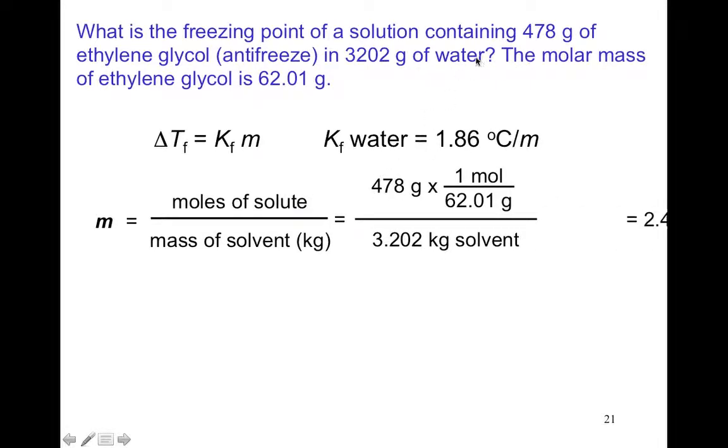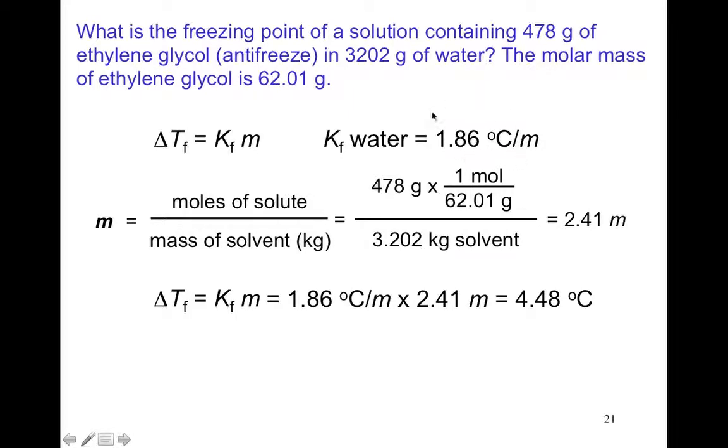And so we take our 478 grams of ethylene glycol, and we look up what ethylene glycol is made up of, and we get 62.01 grams per mole from our periodic table. That gives us moles. And then 3.2 kilograms of solvent. We just converted grams to kilograms, divided by 1,000, 3.202. And we get 2.41 molal. And so 2.41 multiplied by this gives us our change in temperature. And there it is, 1.86, the constant from the table, 2.41, the molality that we calculated. Little m cancels out, you're left with degrees Celsius, 4.48 degrees Celsius.